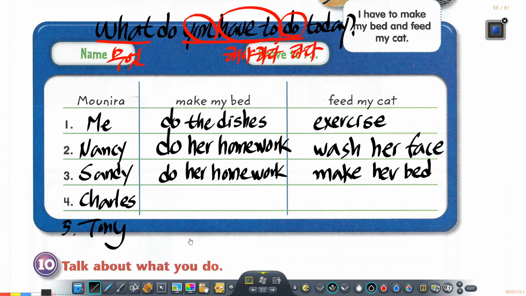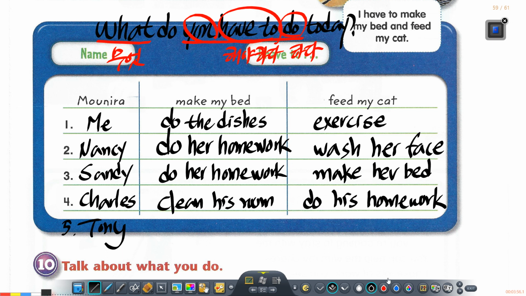Next, Charles. 1, 2, 3. What do you have to do, Charles? I have to clean my room and do my homework. Good job. Do his homework. Okay, actually 이렇게 하면 여러분 다시 더드로 해야 되겠네요. 3인칭 단수이기 때문에. 그래서 S를 붙여볼까요?